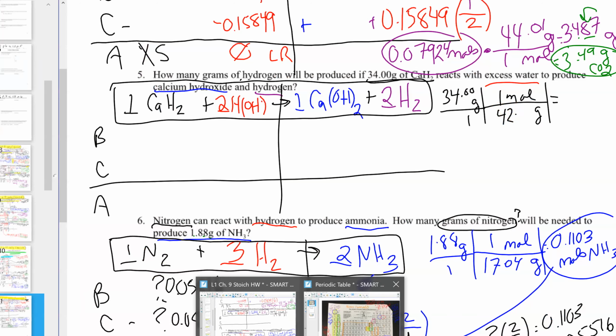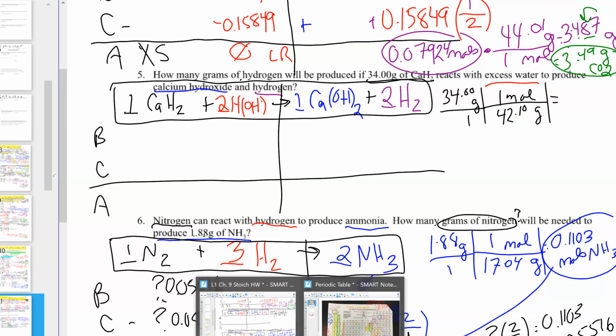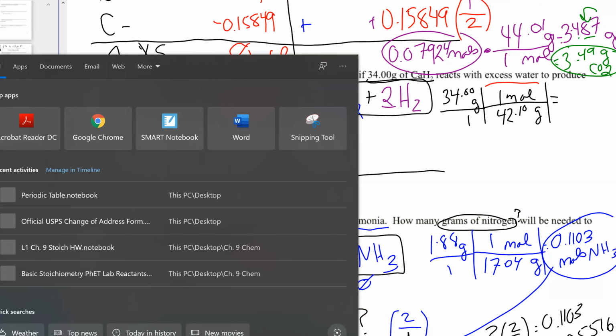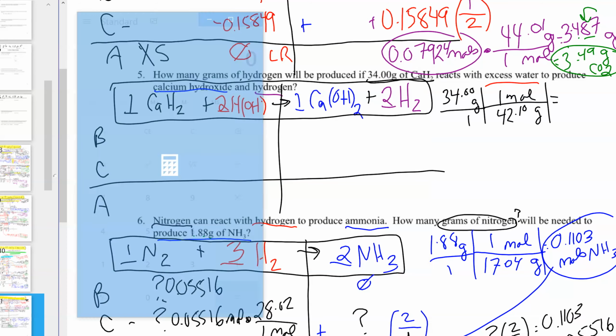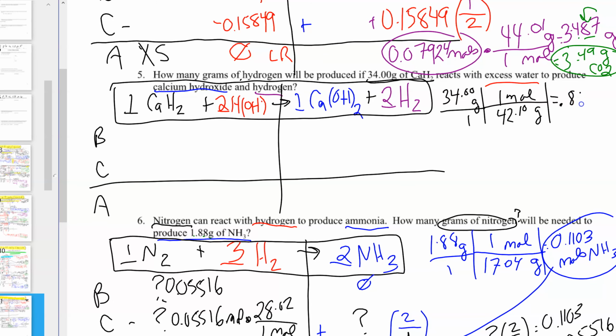Oh, wait, 42.10, sorry, 42.10. So take your calculator, which I just closed. Oh boy. So 34 divided by 42.1. We're going to get 0.8076. And that's going to be my moles that I can plug in here. So 0.8076.